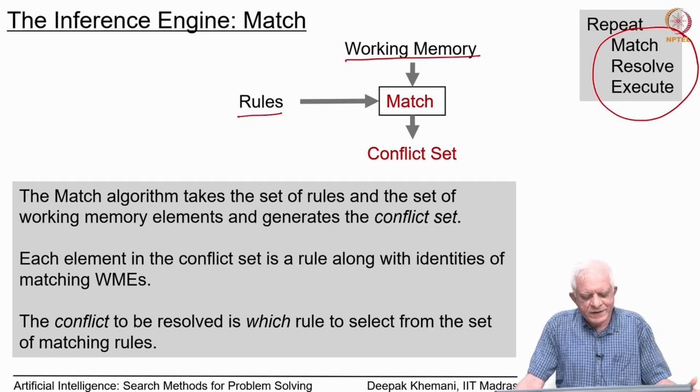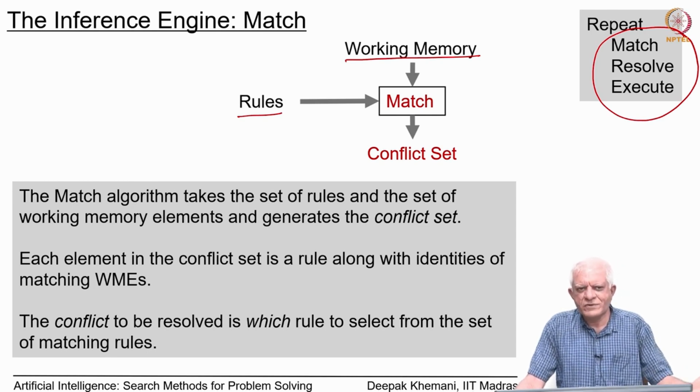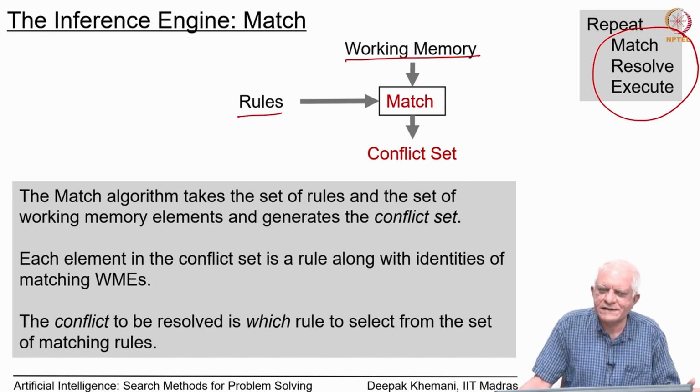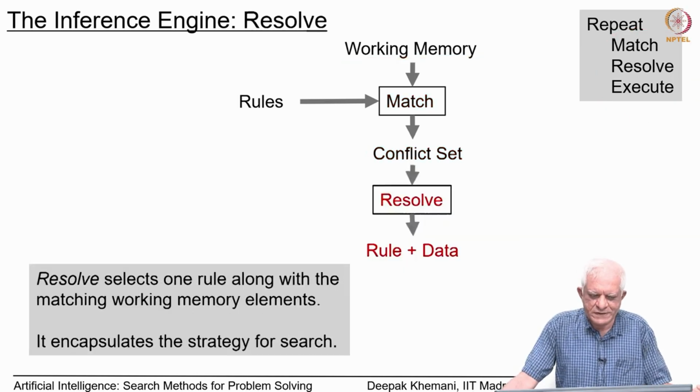What is the conflict here? If there is more than one rule matching, if the conflict set has more than one element, then they are all in some sense contending to execute. There is a conflict. Each rule you can imagine is saying, I want to execute, I am ready to execute, and things like that. It is the inference engine which has to decide which one to pick, and this process is called conflict resolution, as we will see shortly. So, the conflict to be resolved in the conflict set, and that is why it is called a conflict set, is which rule to select from the set of matching rules.